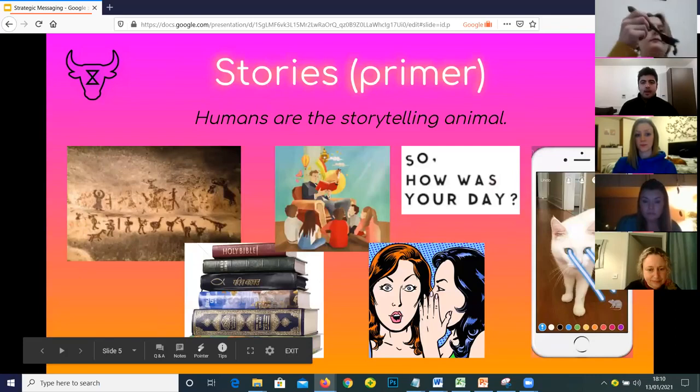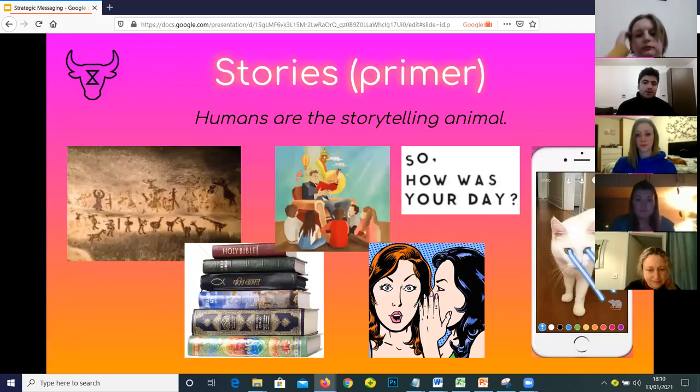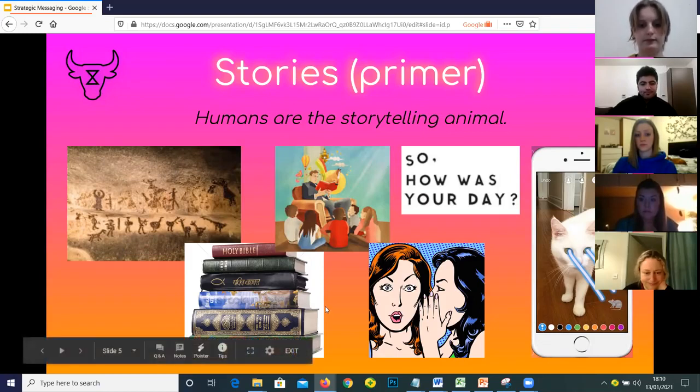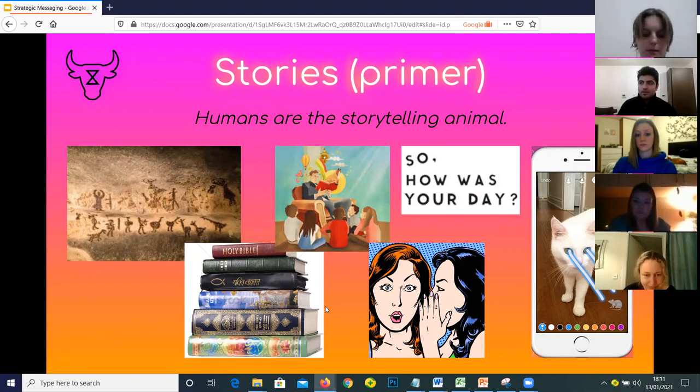To start off, we're just going to have a quick primer on stories and frames. In cognitive linguistics, the theory that's widely accepted is that humans are the storytelling animal, and we form the basis of our understanding of reality on stories that we experience and that we're told. We can trace it back to a really long time ago when humans were first doing cave paintings, and then also religious texts, which probably formed a large part of our moral and ethical basis at the time.